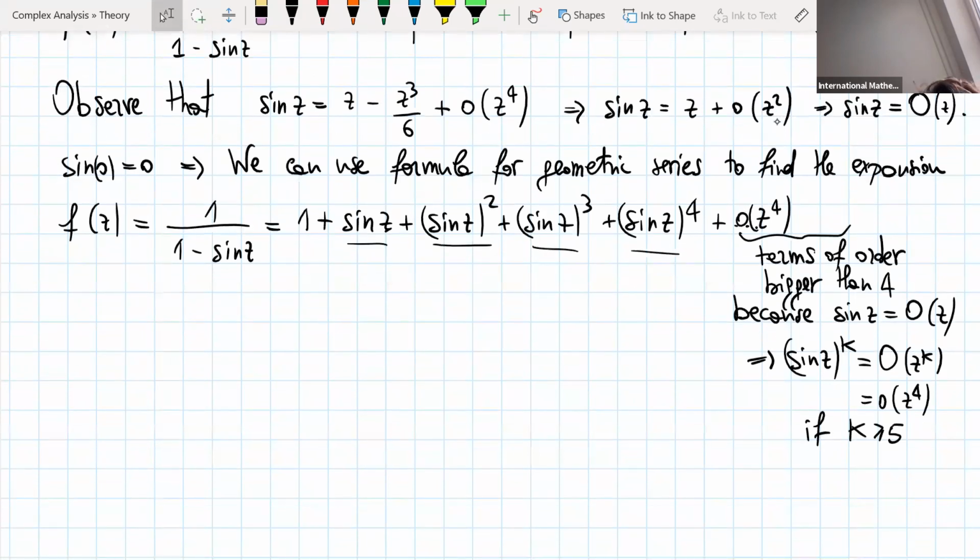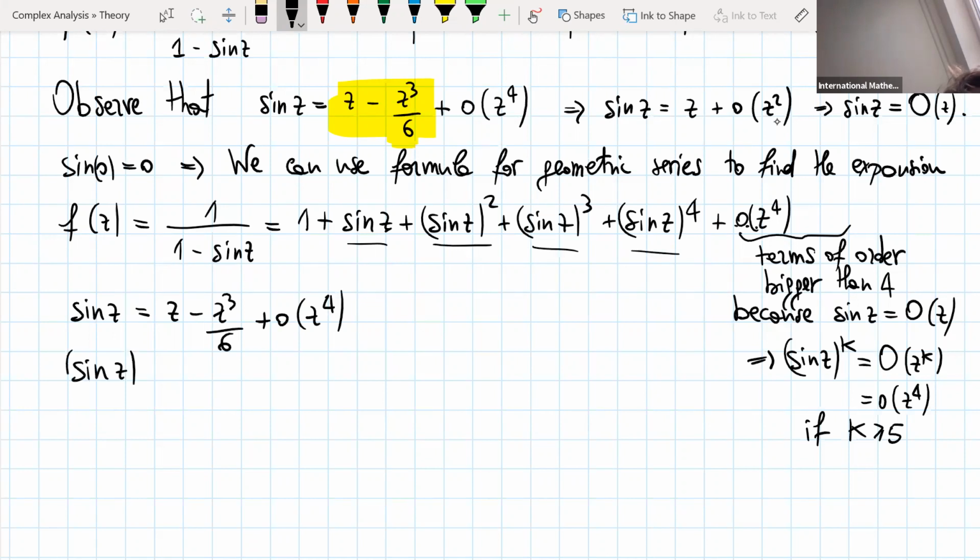So for sinus of z, we have already done this. Sinus of z is z minus z cubed over 6 plus terms of order bigger than 4. So let me rewrite this here. Sinus of z, it's already done, is z minus z cubed over 6 plus terms of higher order. Now what happens to sinus of z squared? In this case, we have to multiply sinus of z with itself.